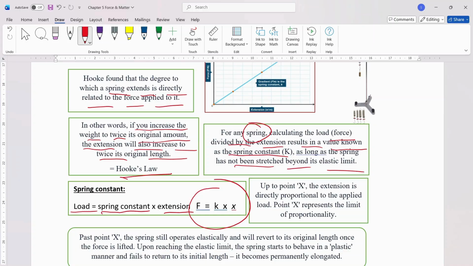Up to point X, the extension is directly proportional to the applied load. Point X represents the limit of proportionality. Past point X, the spring still operates elastically and will revert to its original length once the force is lifted. Upon reaching the elastic limit, the spring starts to behave in a plastic manner and fails to return to its initial length. It becomes permanently elongated then.